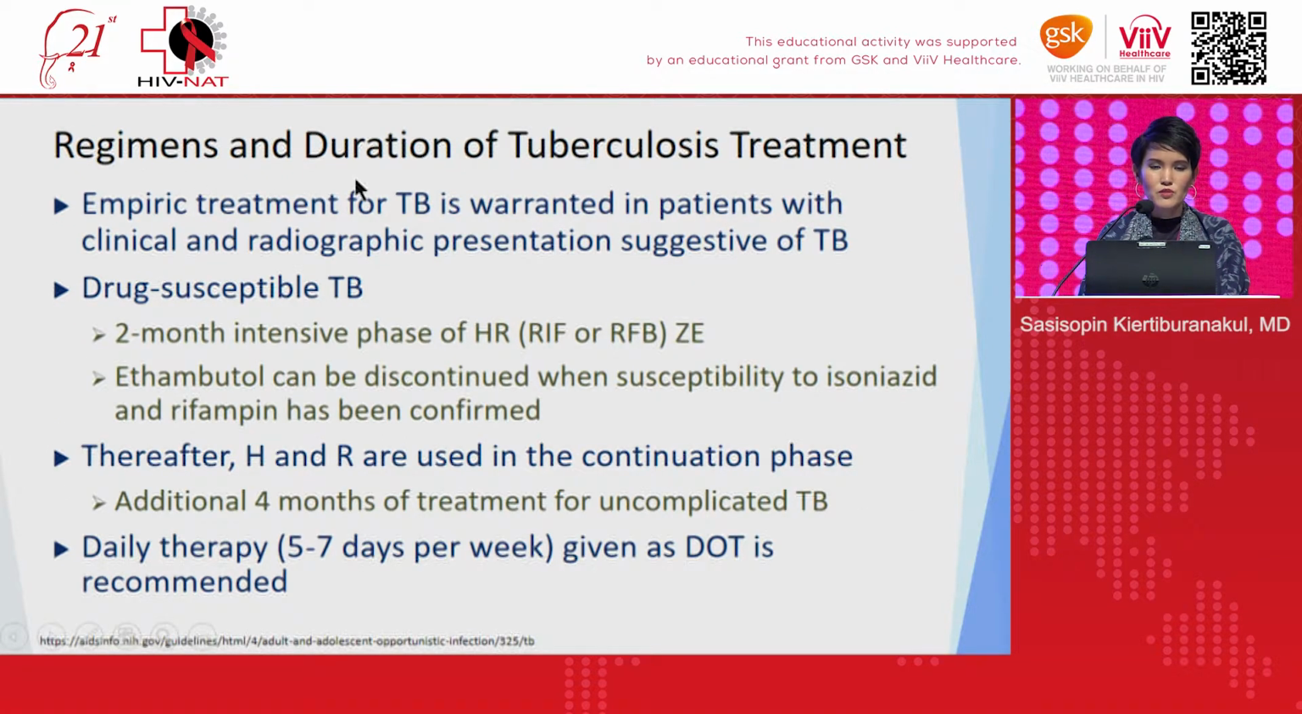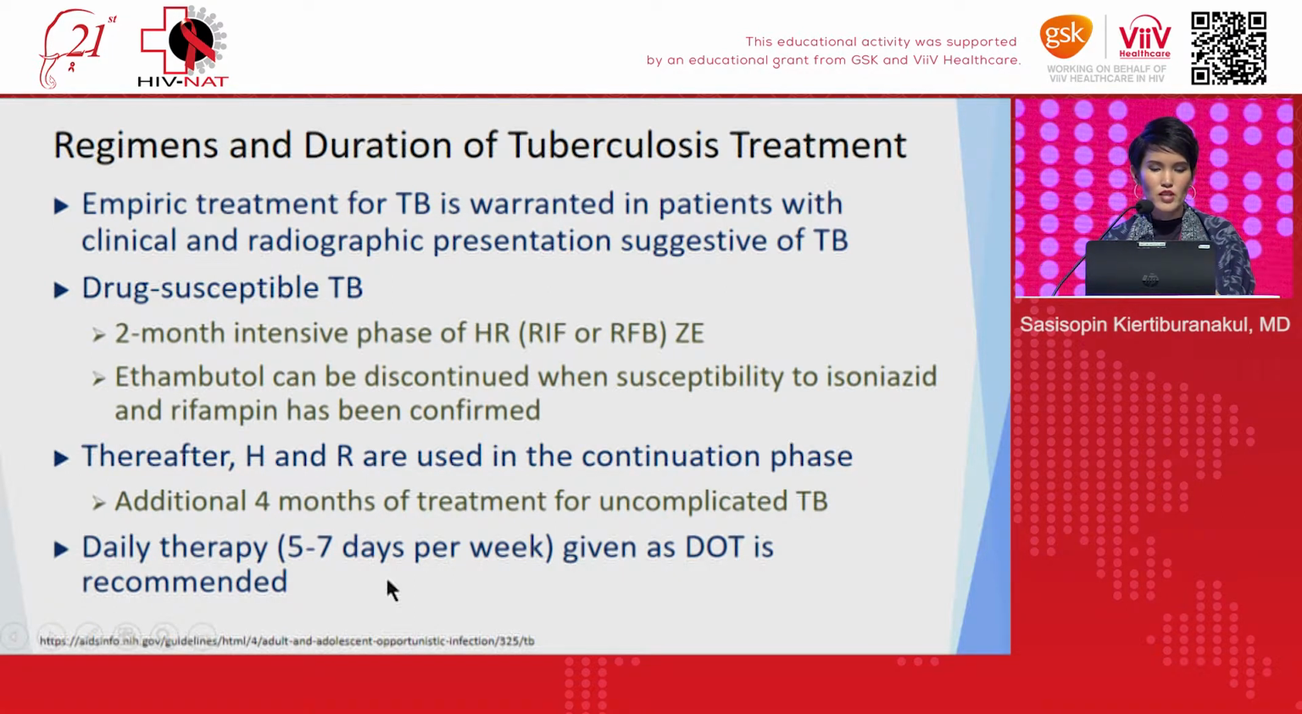For the regimen and duration of tuberculosis treatment, there is nothing new. Right now, we still use the standard regimen, including for HIV and TB co-infection. So we go with 2 months of INH, rifampicin or rifabutin, pyrazinamide, and ethambutol. If the culture comes back that the tuberculosis is sensitive to INH and rifampicin, you can discontinue ethambutol. And then we add another 4 months of INH and rifampicin for uncomplicated tuberculosis.